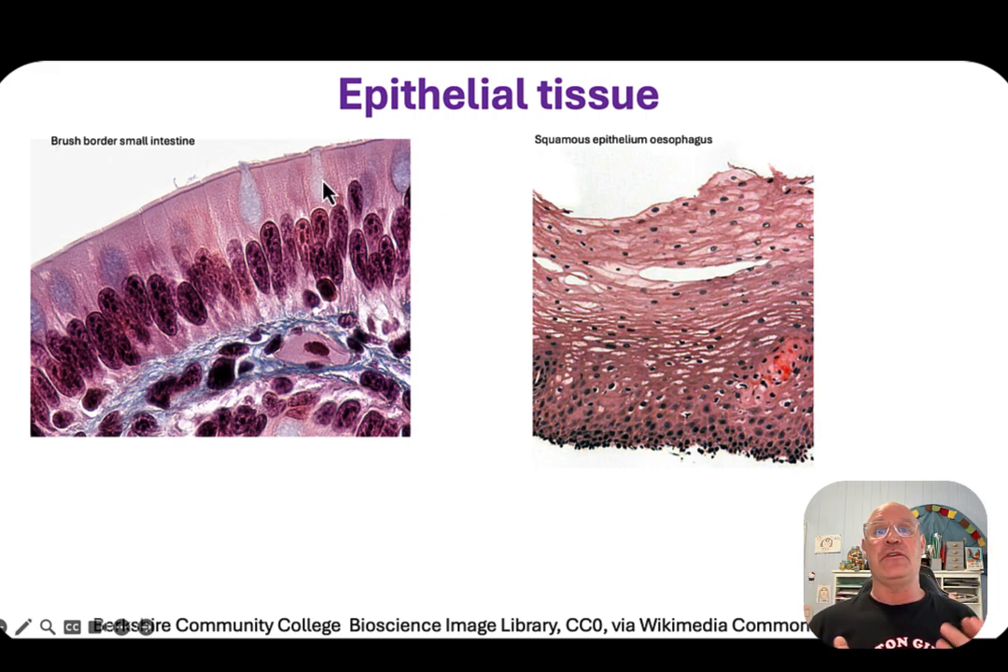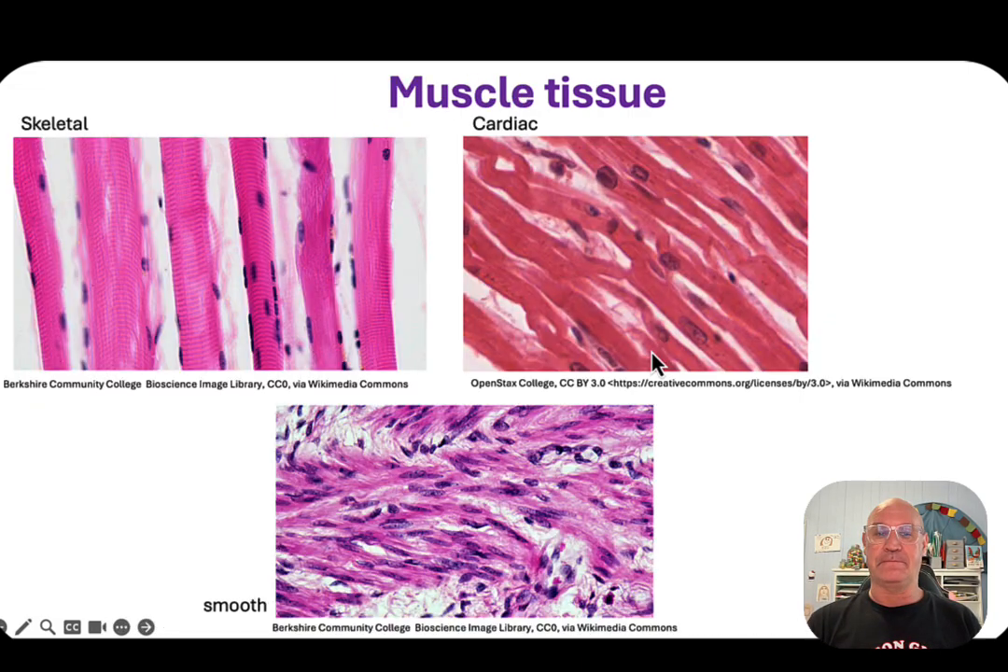So we see epithelial tissue, boxy cuboid type cells packed together very closely to form a sheet, to form a surface. And here's the epithelium in the esophagus as well. Okay, squamous means sort of like flat, and then this is the surface of the esophagus.